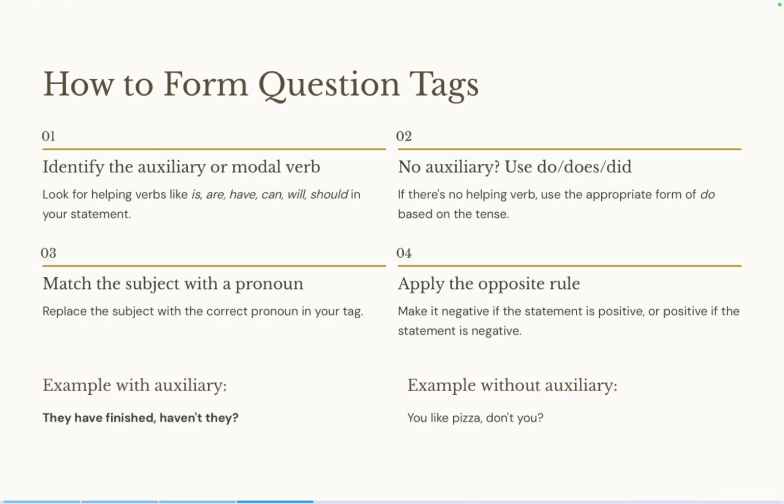Number three, match the subject with a pronoun. Replace the subject with the correct pronoun in your tag. And finally, apply the opposite rule. Make it negative if the statement is positive, or positive if the statement is negative. So, for example, they have finished, haven't they? Or you like pizza, don't you?